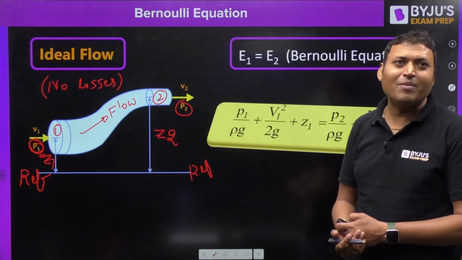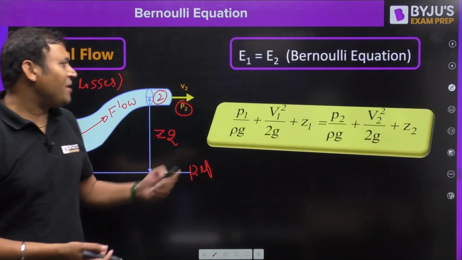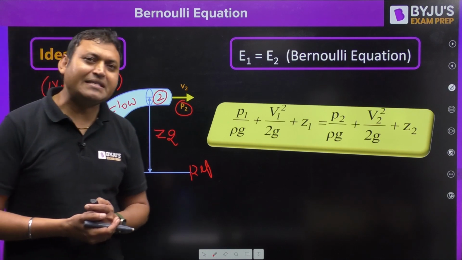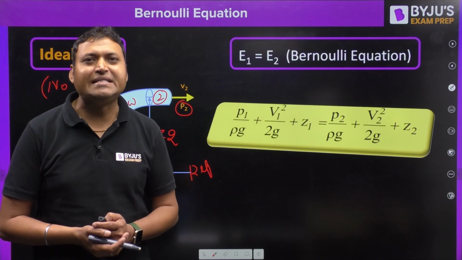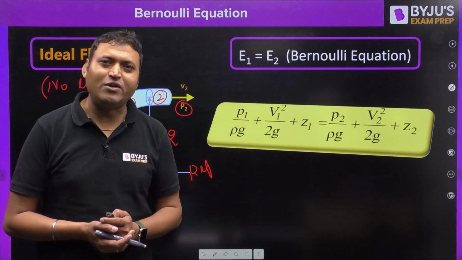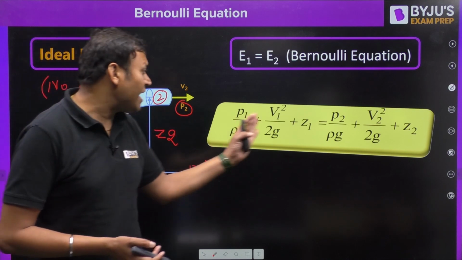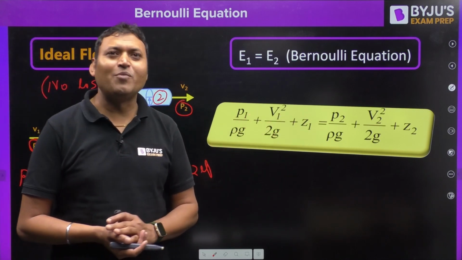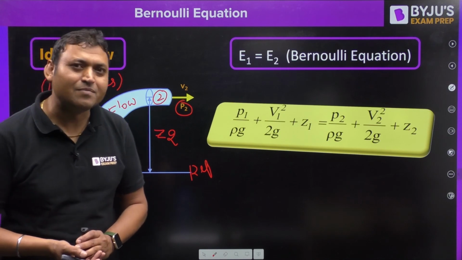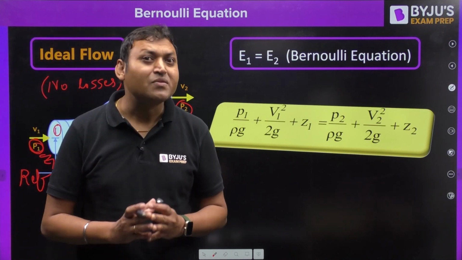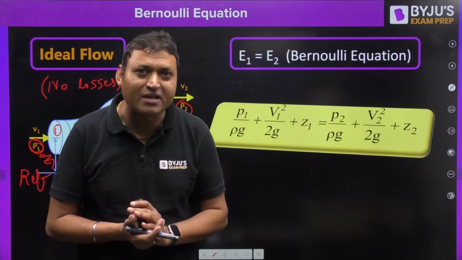If we write the Bernoulli equation, then this will be the mathematical expression: P1 by rho g, that is the static pressure head at 1, plus V1 square by 2g plus Z1 is equal to P2 by rho g plus V2 square by 2g plus Z2. Any of the unknowns can be calculated from this equation, the Bernoulli equation, when the flow is ideal. But in reality, fluid flows are not ideal. Ideal flow is a hypothetical case.